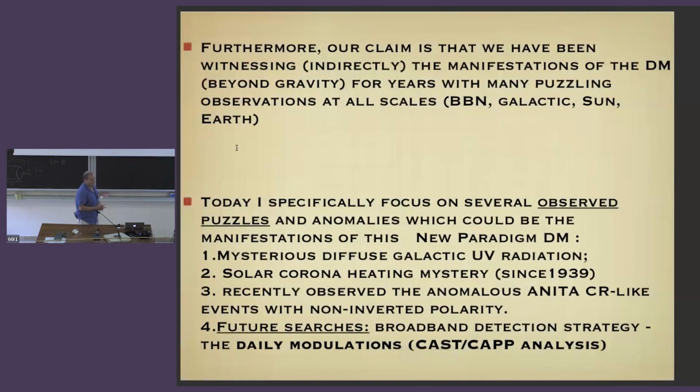So essentially, the claim I'm about to make is the following: we have actually been witnessing a manifestation of dark matter beyond gravity for many years. Many puzzling observations at all scales, including Big Bang, galactic scale, Sun scale, Earth scale. So today I want to discuss some manifestations at three different scales: galactic scale, solar corona scale, and recent observations with ANITA. I also want to discuss something happening with CAP analysis, some kind of daily modulations, but I'm not allowed to show any slides, nevertheless, I will mention something.